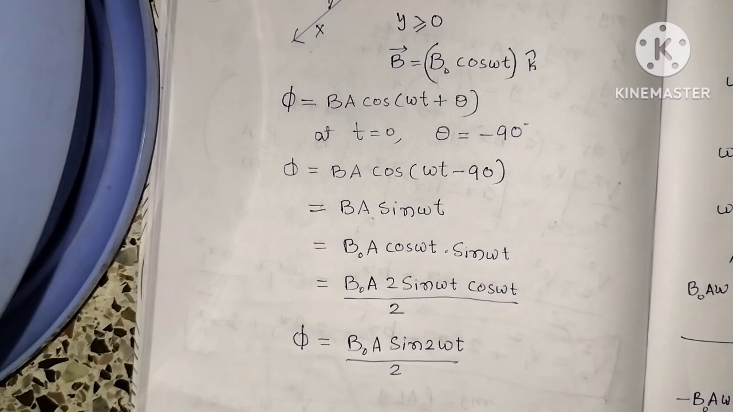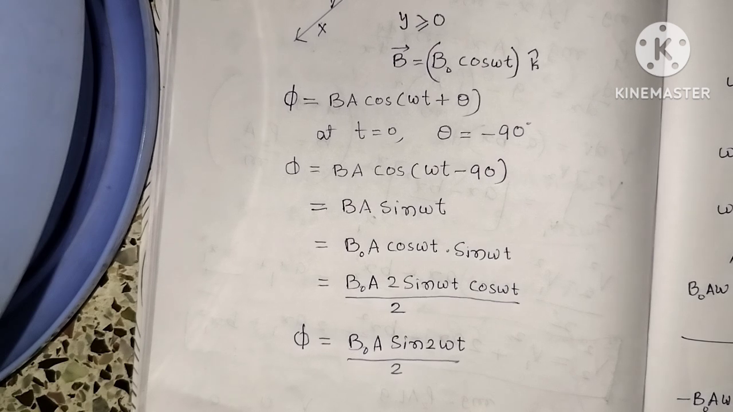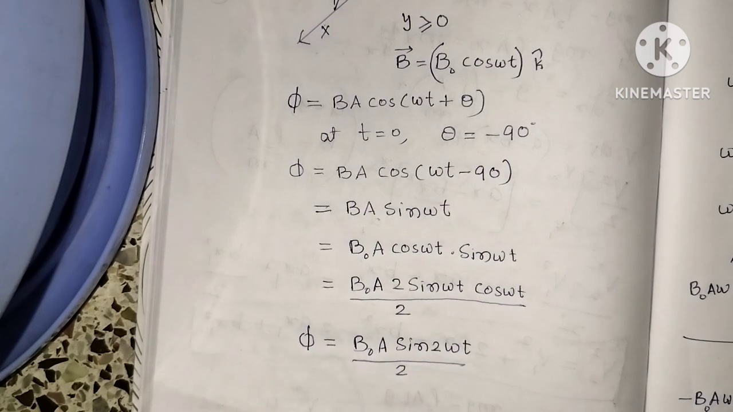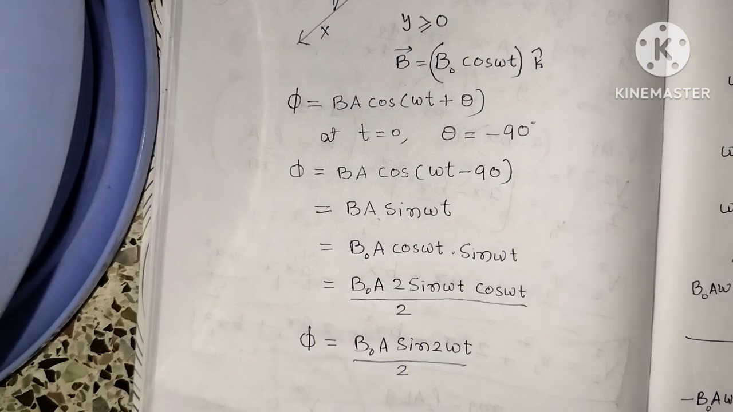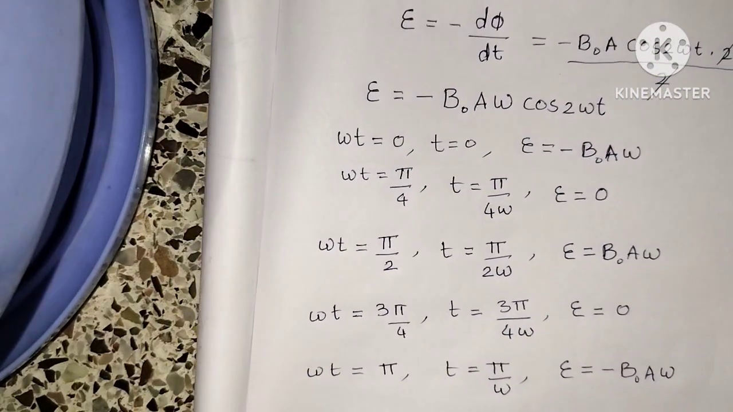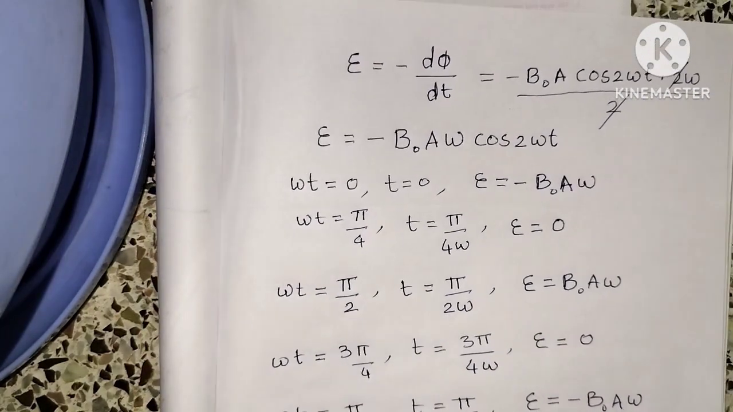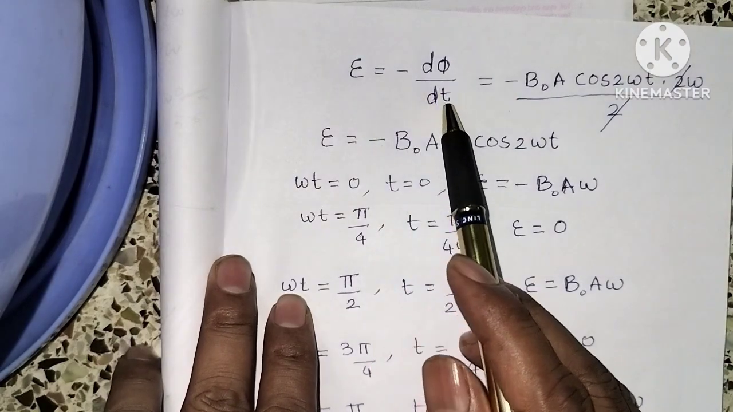Induced EMF formula. Here one more piece of information is also given: neglect self inductance of the square loop and gravity also. That is also given information. Now you see the induced EMF E is equal to minus d phi by dt. E is equal to minus d phi by dt.